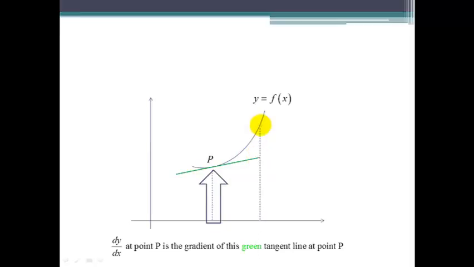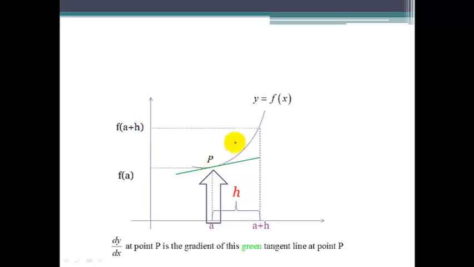Now I'm going to take another point over here. So the first point P has the x coordinate of a, and the second point here has an x coordinate of a plus h. And that tells me that the distance between these two points is basically h. Next, I am going to find the corresponding y values. So since this x value is a, the corresponding y value will be f(a). And since this x value is a plus h, what do you think the corresponding y value is going to be? Correct, f(a plus h).